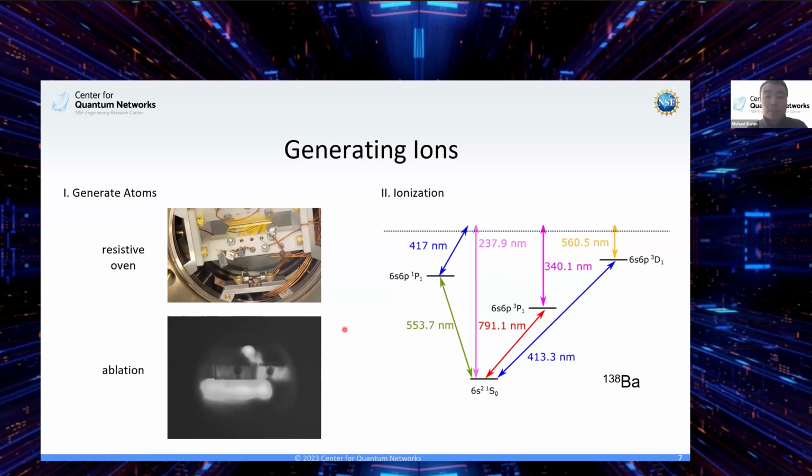There are 2 steps to this loading procedure. First, we need to generate the atomic beams directed at the trapping region. This is commonly achieved using a resistive oven or ablation. Once the generated atomic beam fires across the trapping region, the atoms are ionized using specific lasers that are specific to each element.